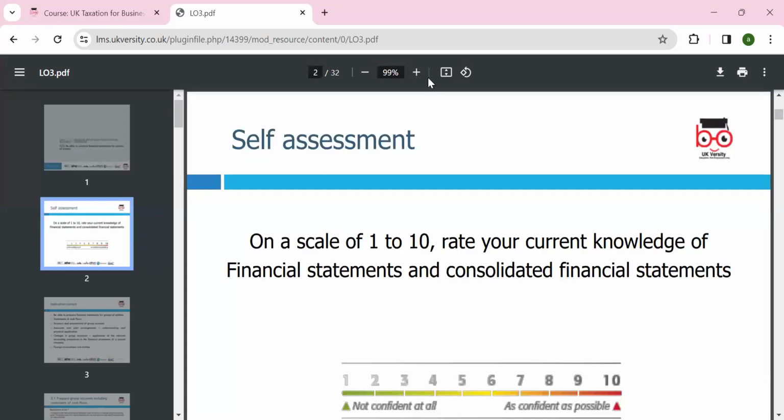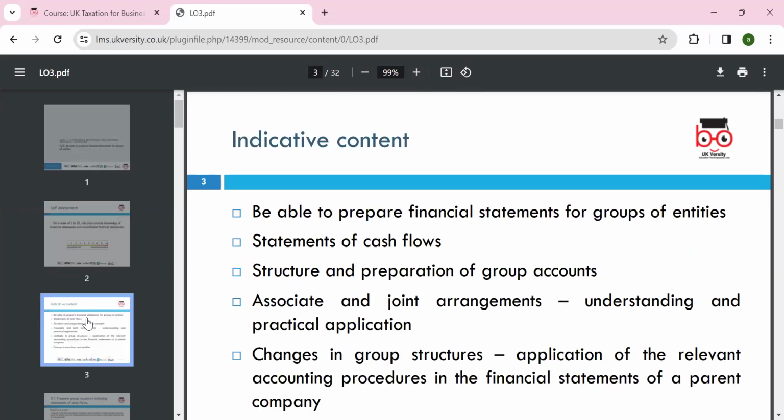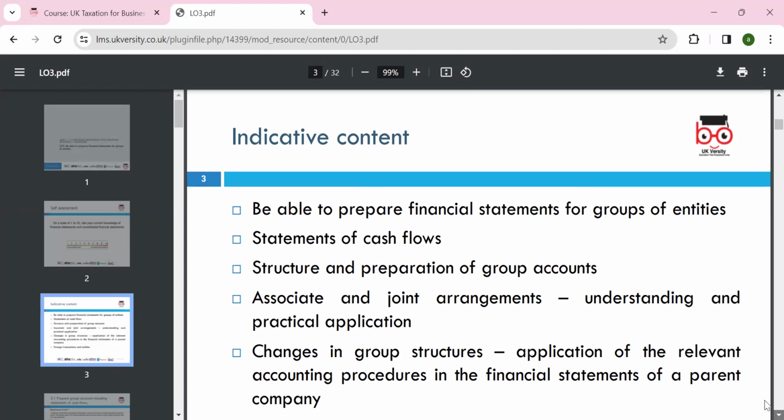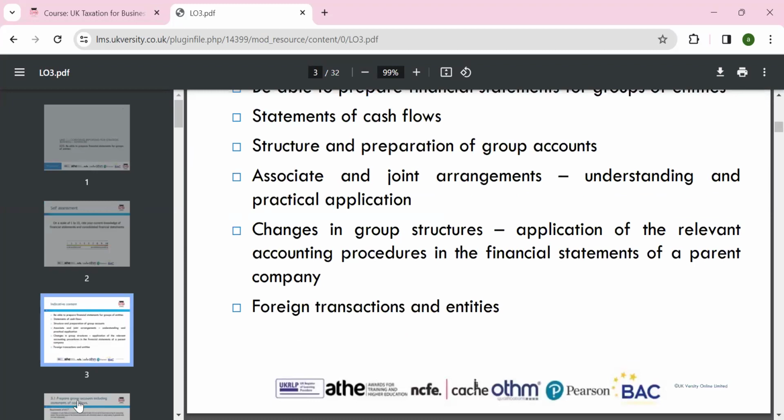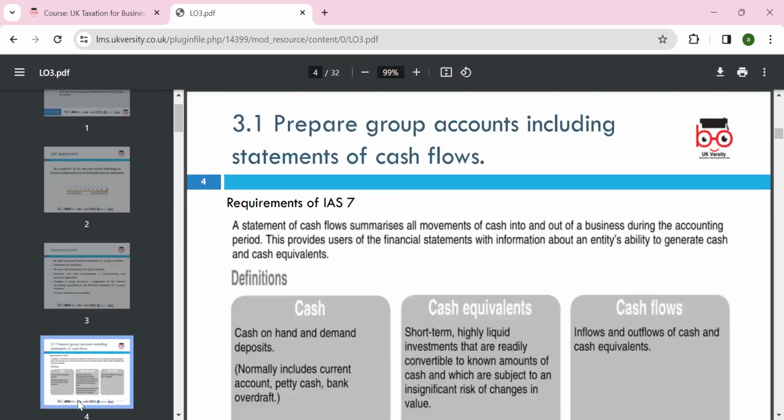It's always good to reflect on your current knowledge about financial statements and consolidation, and then we can start. The indicative content for today's lesson is being able to prepare the financial statements of a group of entities: the statement of cash flows, structure, preparation of group accounts, associates, and joint arrangements. The group structure depends on how many percent you own. The statement of cash flow summarizes all the movement of the cash.